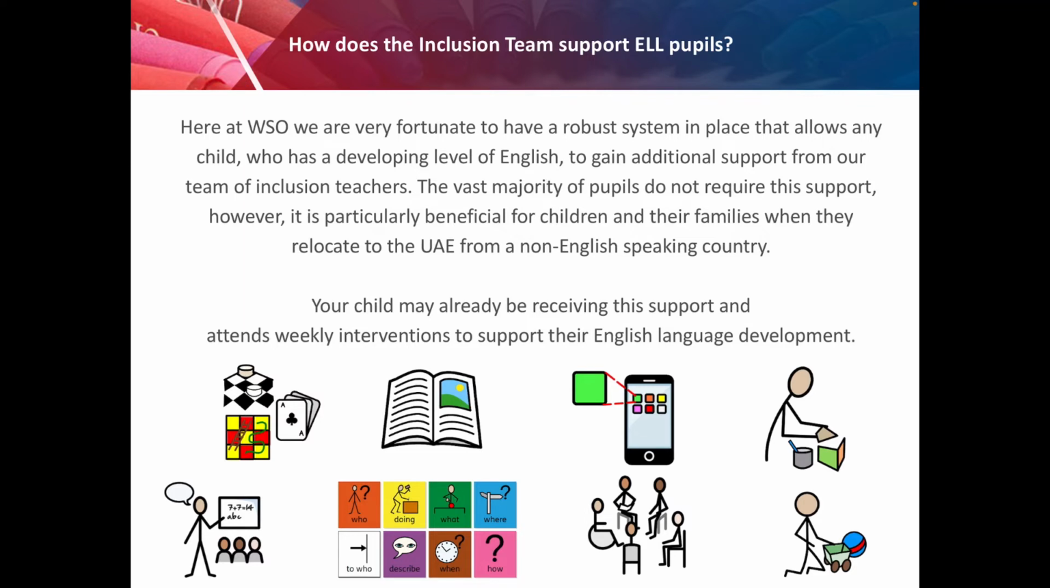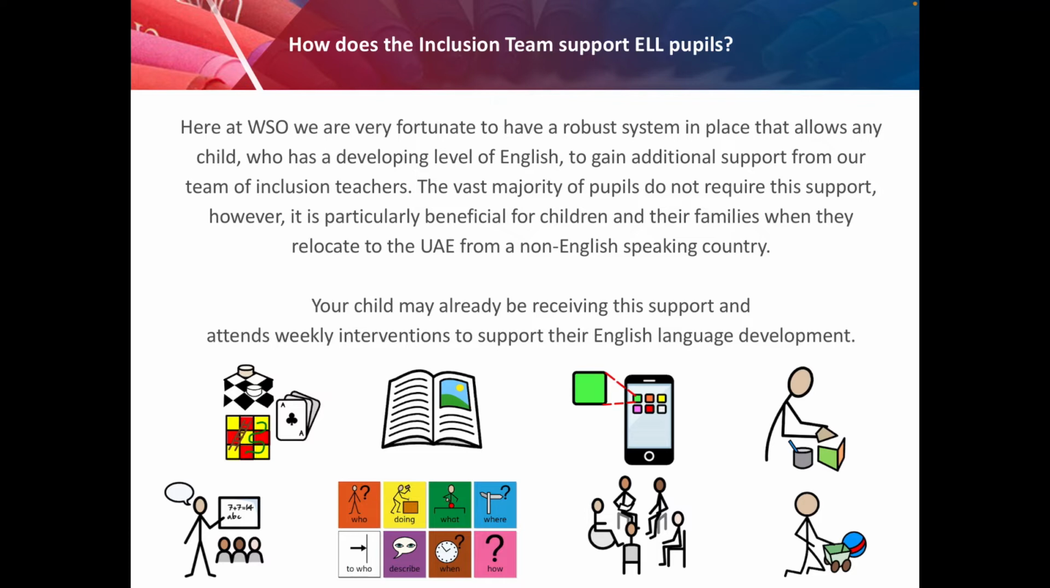Something like role play can really provide a safe environment for a child to use their language. Say if they're playing in a home corner, they can be playing with other children that perhaps do speak more English than them, and they just are immersed and surrounded by that language. And that's just another way in which we might support ELL.